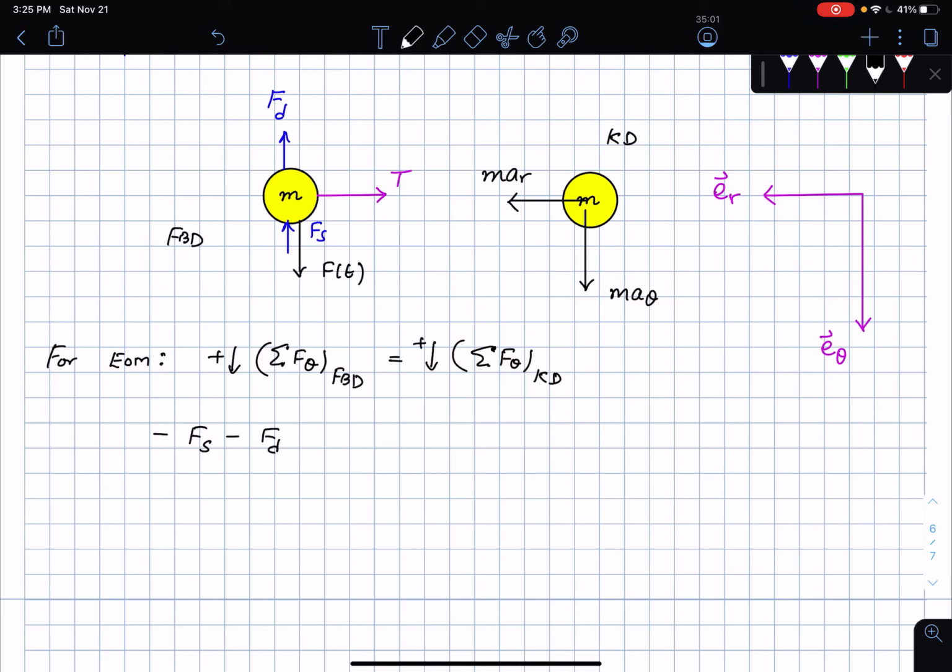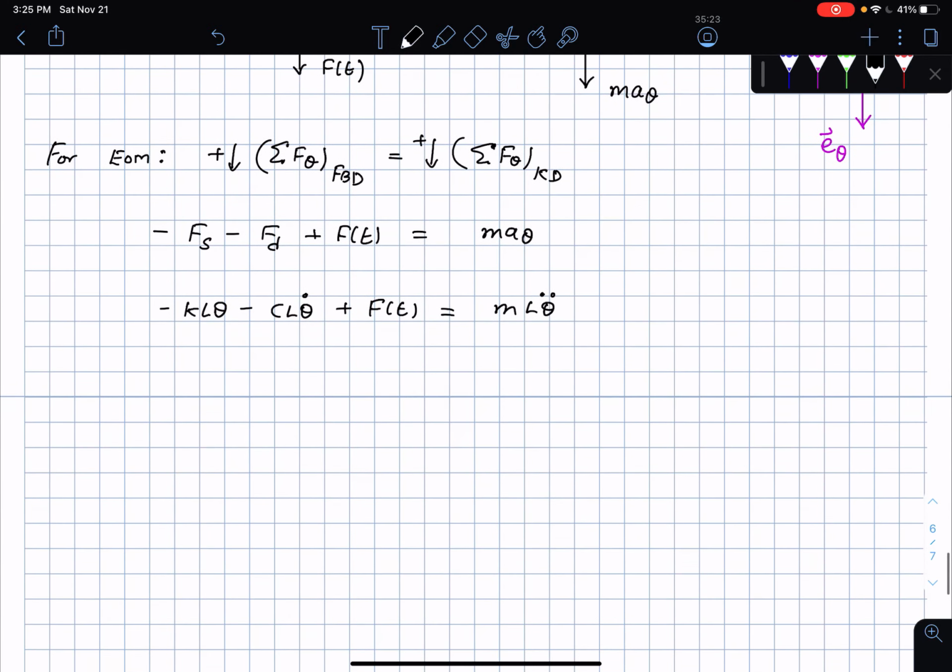Now if I look at it as F of t, there's going to be plus F of t, and this is just going to be equal to m times a theta. If I start doing the substitutions, this is minus k l theta minus c l theta dot, plus F of t is equal to m times l times theta double dot. So that I can start doing the calculations and the substitutions.